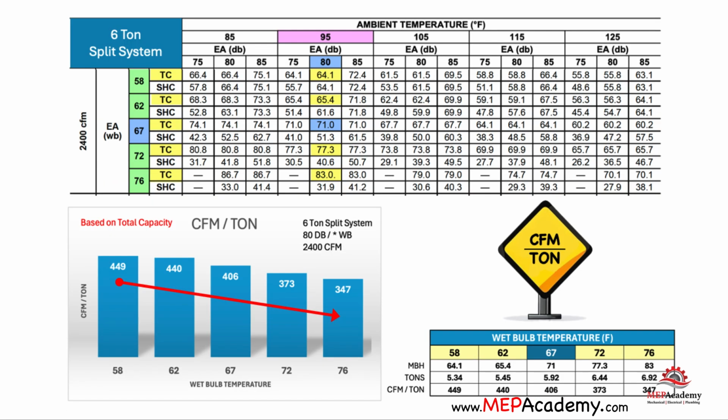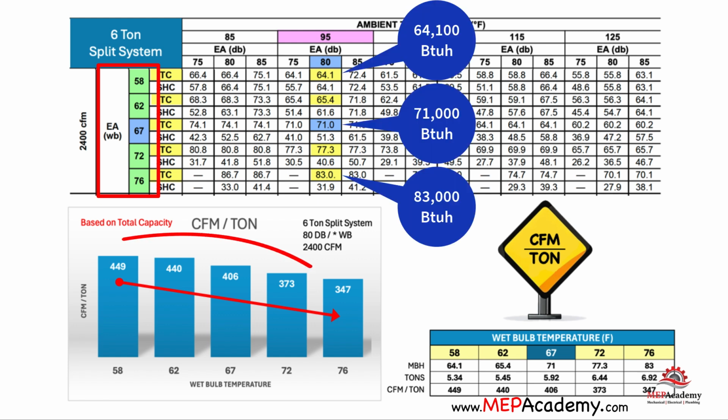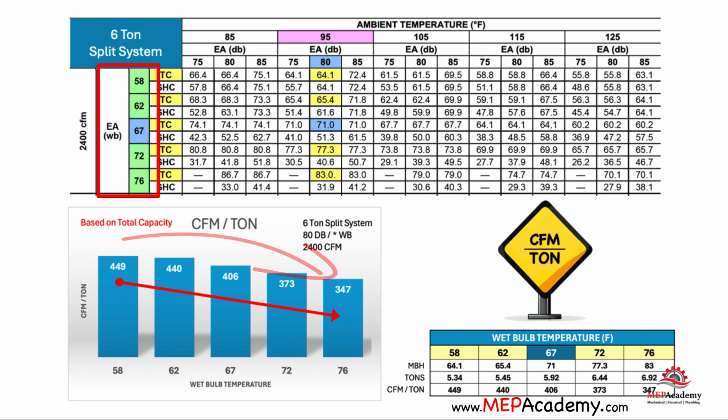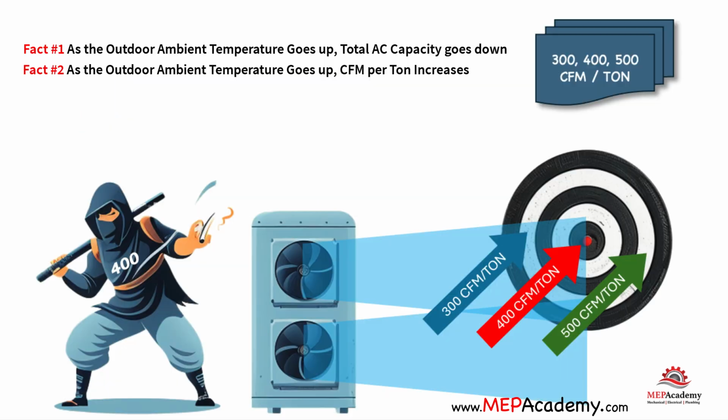Effects of wet bulb temperature on CFM per ton. When the indoor wet bulb temperature increases, the CFM per ton of an air conditioner system typically decreases. As the indoor wet bulb temperature rises, the system may need to increase its airflow rate, CFM, to maintain the desired indoor temperature and humidity levels. Fact number 3. As the wet bulb temperature goes up, the CFM per ton decreases.